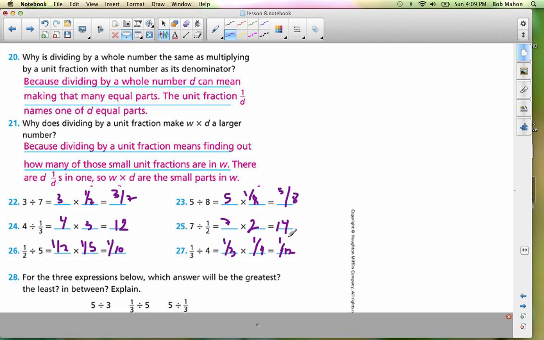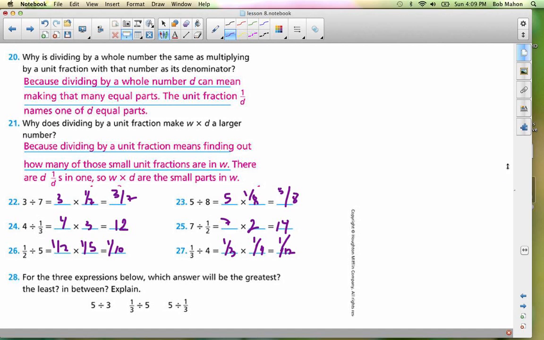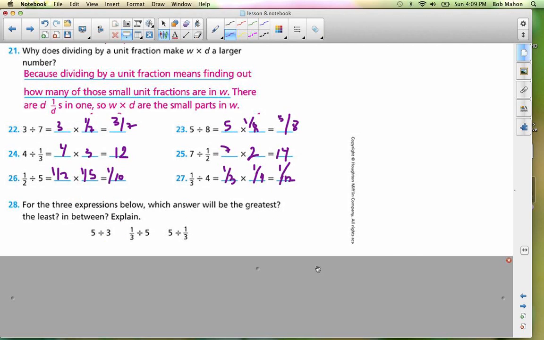Okay. We'll come back to this tomorrow. I want you guys to go ahead and go on to that bottom question, question 28 down here, and I want you to answer it so that you're understanding it, okay? Make sure you explain the 3 expressions, which one's the greatest, which one's the least, and which one's in between.